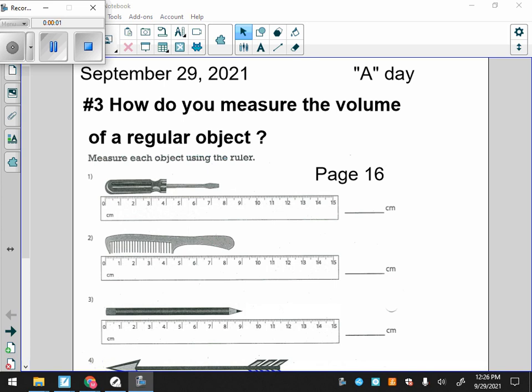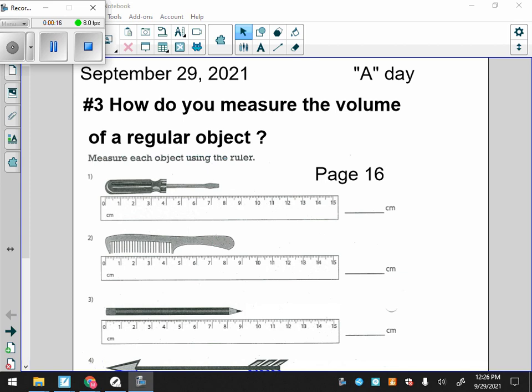Question. Somebody raise your hand and ask. What is it, Josh? How many millimeters are in a centimeter? Okay, how many millimeters are in a centimeter?